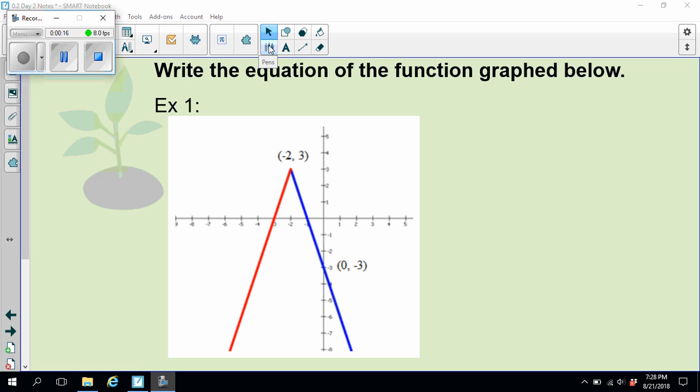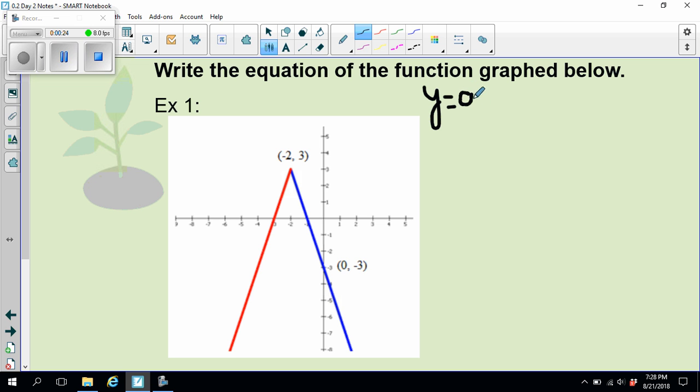Now what we need to do first is think about, well, what is the general form of an absolute value function? That is y equals a times the absolute value of x minus h plus k.